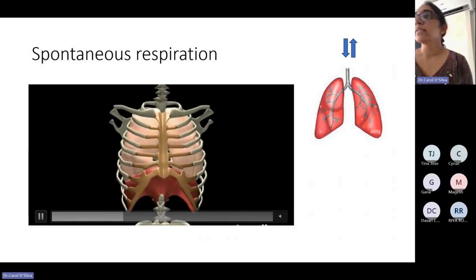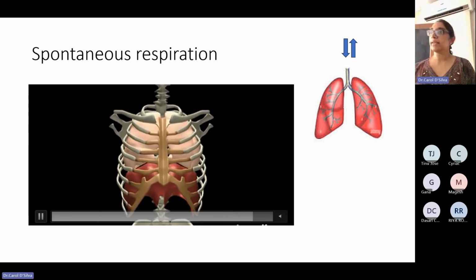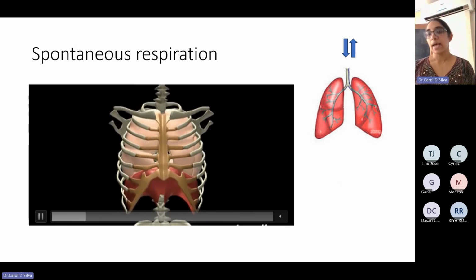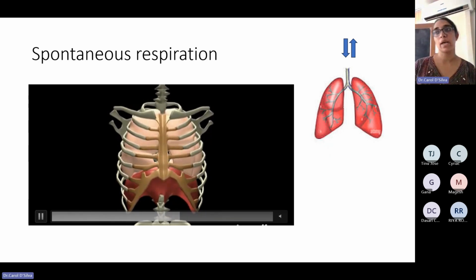Okay. So what is happening is the pressure is reducing. When the pressure reduces to less than atmospheric pressure, obviously air will move into the lungs. I'll explain this better in the coming slides, but this is one way of looking at how inspiration happens.